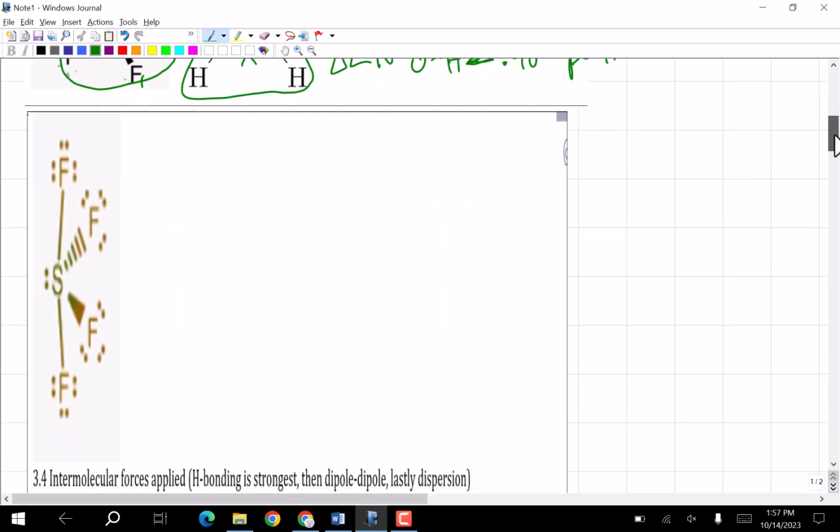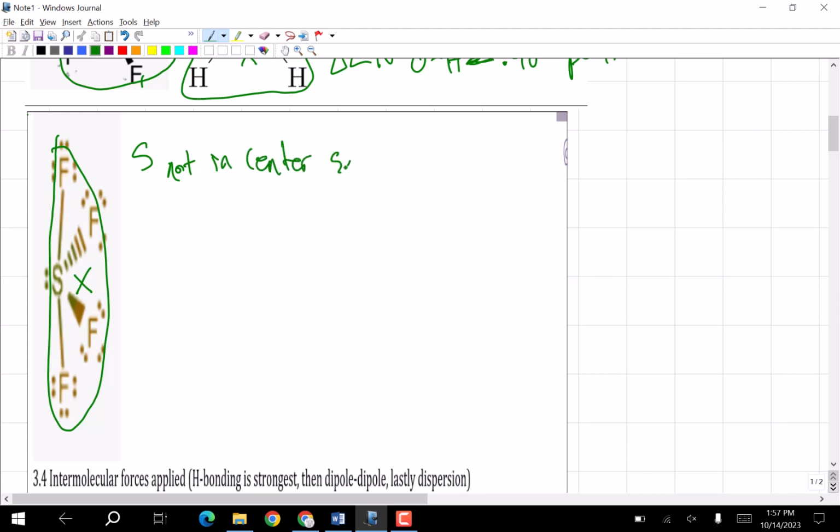All right, so we take a look right here. S to F. If I do my circle trick right here, tight circle, the center of my circle is right here. S is not in the center, so it's an asymmetrical shape. And then F minus S is greater than 0.40.